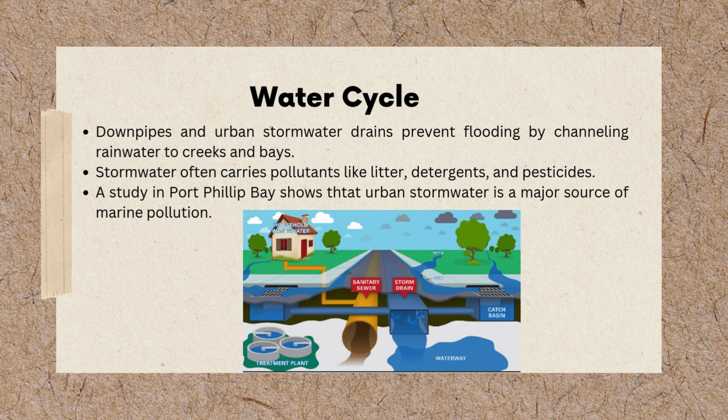When rain falls on houses, gardens, and streets in urban areas, it flows into downpipes and stormwater drains, which are separate from the sewage system. These drains help prevent flooding by directing water into nearby creeks and bays. However, stormwater often carries pollutants, including litter, leaves, detergents, pesticides, pet waste, and bacteria. A study conducted in Port Phillip Bay found that stormwater from urban areas is a major contributor to many pollutants in the bay's marine ecosystem.